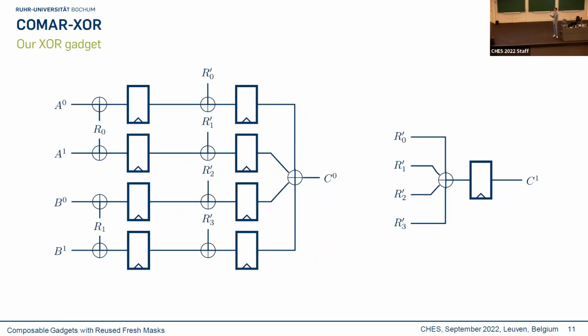And we also constructed an XOR gadget, which follows the same general structure. We have this input refresh and this output refresh, where the output refresh again ensures that the input refresh random values are completely independent of the input values.